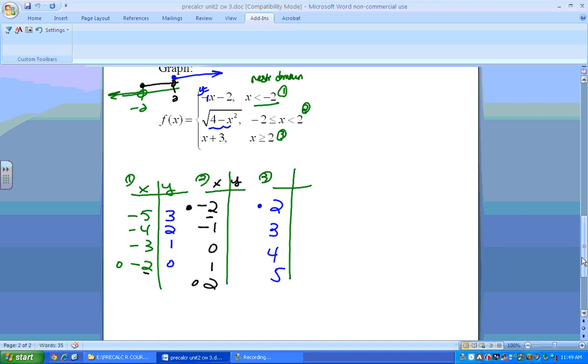Negative 2 squared is 4. 4 minus 4, 0. Negative 1 squared is 1. 3. Radical 3. Radical 3 is about 1.732. So 1.7-ish somewhere. 0 will give you square root of 4. 2. 1. See the symmetry here? Here's your radical 3. Here's your 0.